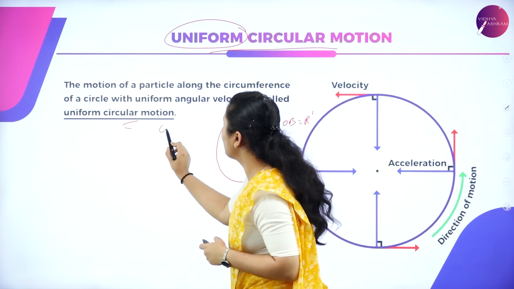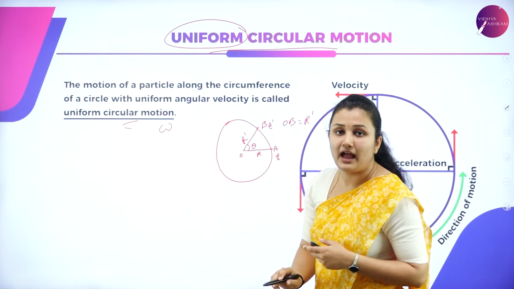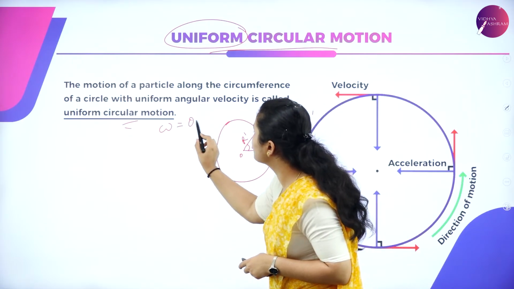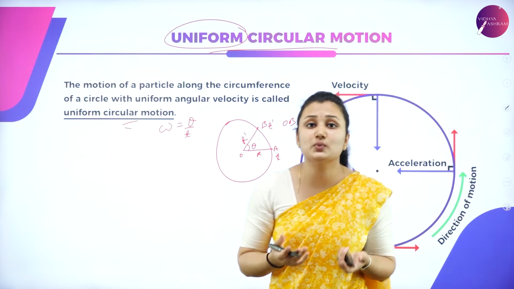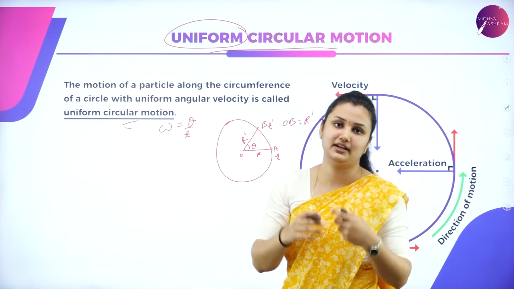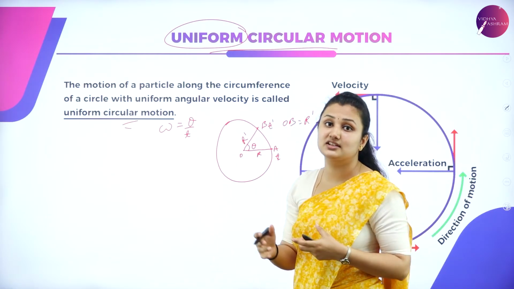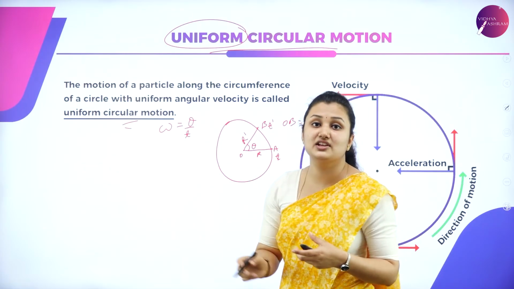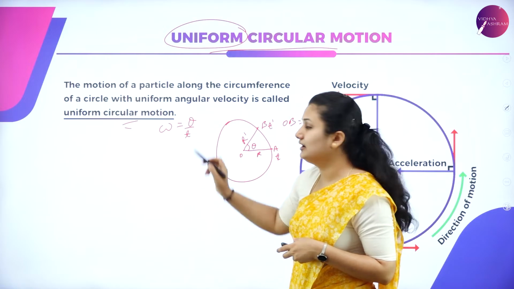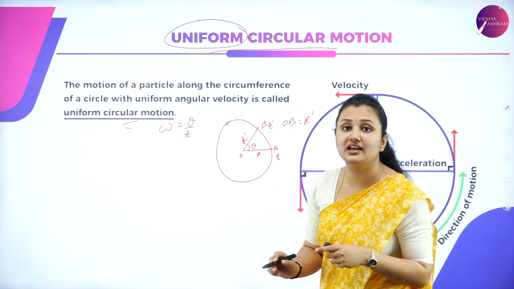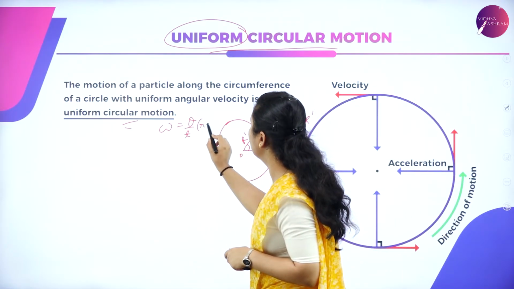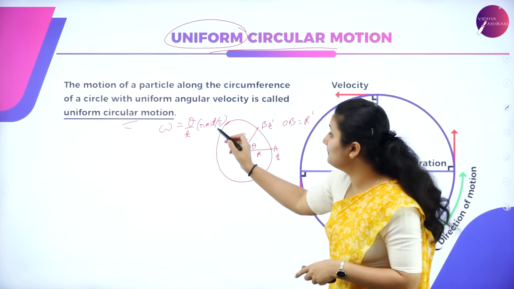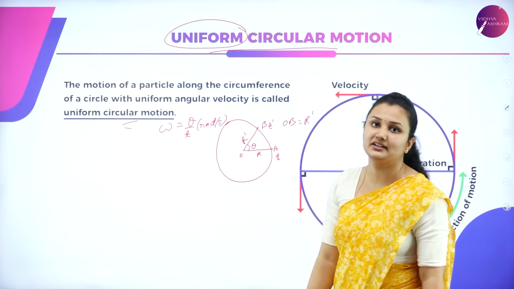What is angular velocity given by omega? Angular velocity is rate of change of angular displacement by time. What is velocity? Displacement by time. What is angular velocity? It is angular displacement by time. The rate of change of angular displacement by time, which is measured in radian per second. So what is angular velocity? Angular displacement by time taken.